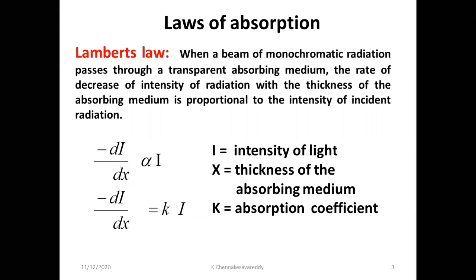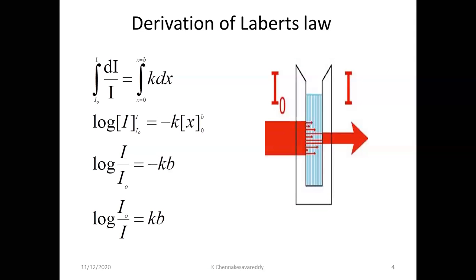Mathematically, how will you represent Lambert's law? dI by I equals K into dx. That is the representation of Lambert's law. To simplify this, we apply integration on both sides with lower and upper limits. The lower limit for intensity is I naught and the upper limit is I, the transmitted light intensity. X equals 0, that is thickness 0, and X equals b, thickness b. That is the upper limit.